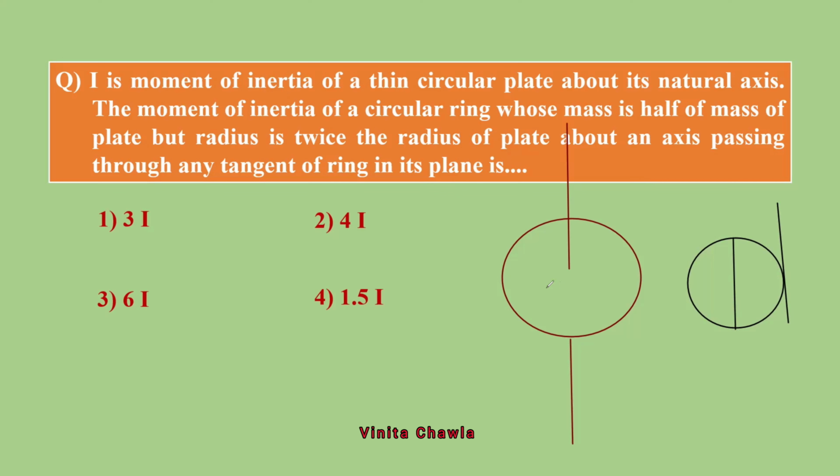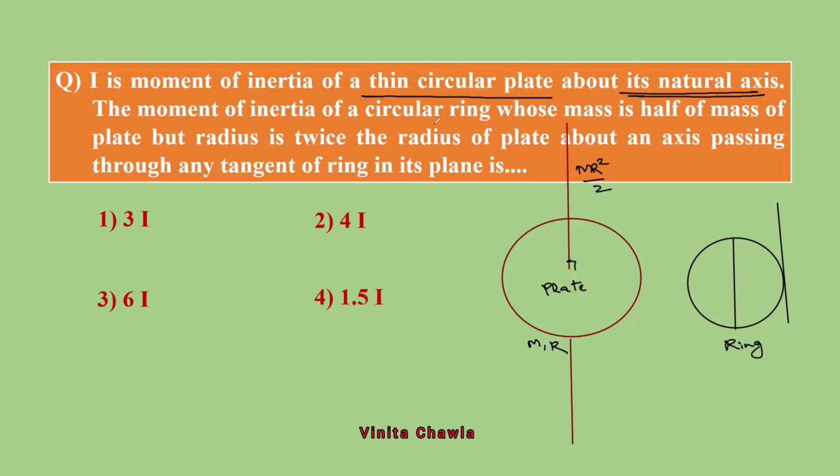देखो ये प्लेट है and this is ring. Mass of the plate is m, radius of the plate is r, and moment of inertia of a thin circular plate about its natural axis. So this is the natural axis. It passes through the center and perpendicular to the plane, and moment of inertia about this axis is mr²/2.